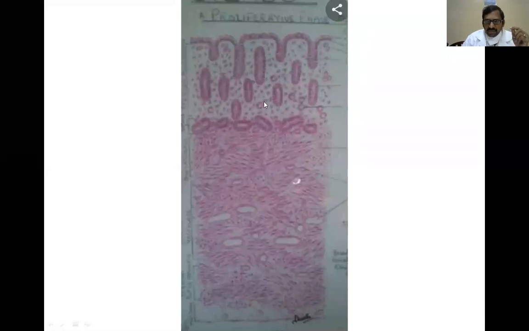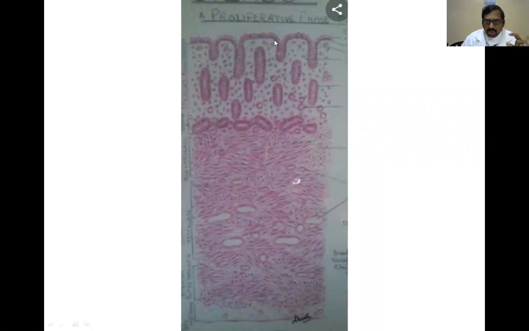All these changes depend upon the hormones of the female, especially estrogen and progesterone. These are the most important hormones. They are responsible for the changes in the uterine endometrium.